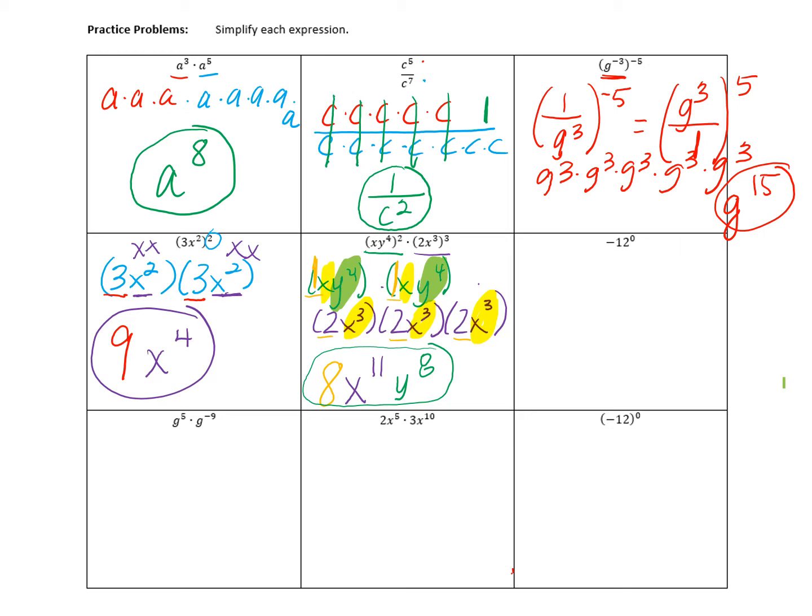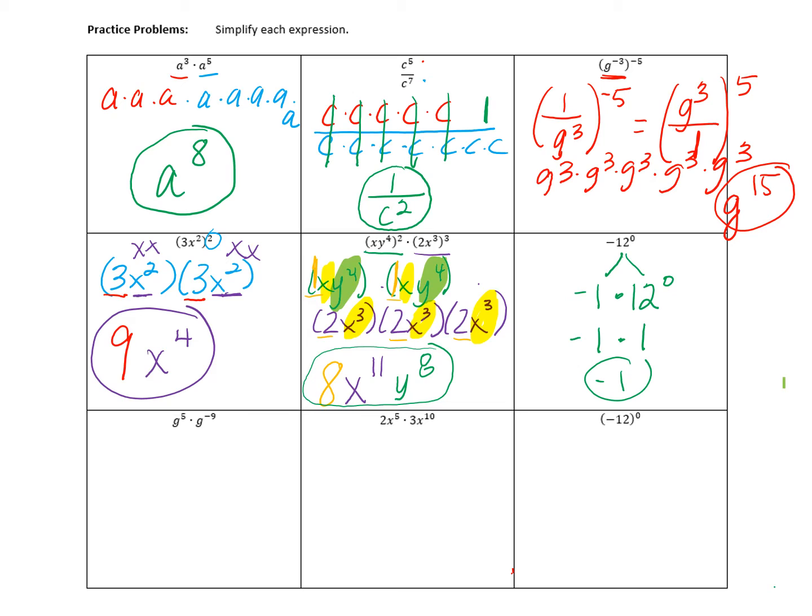All right, the next one says -12 to the 0 power, and this is a really tricky one. You have to remember that that -12 is really a -1 times 12 to the 0 power. And so it's kind of splitting that up into 2 pieces. Notice the negative is not in parentheses. So the 12 is actually the only thing that's being raised to the 0 power. So that gives us a -1. Anything to the 0 power is 1. So my answer is -1.